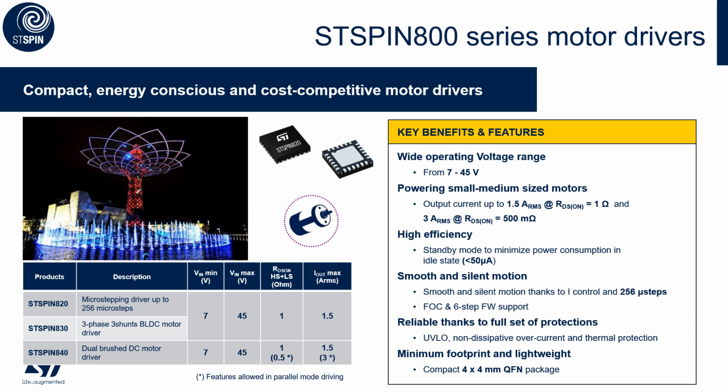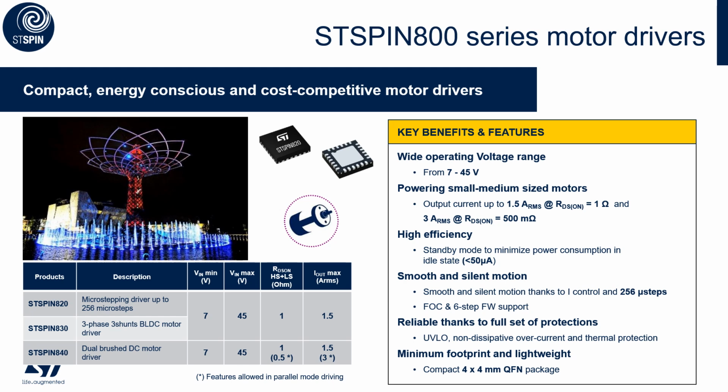The STSPIN800 family is a motor driver which integrates in a small 4x4mm QFN package both control logic and a low RDS(on) power stage. It contains 3 part numbers, one for brushed motors, one for brushless motors, and one for stepper motors. We can see in the table on the left side the 3 different part numbers.